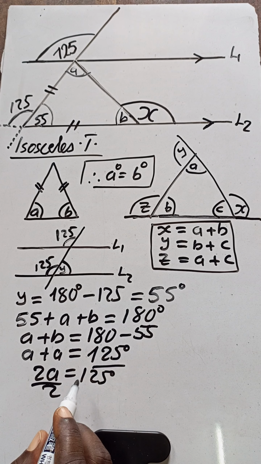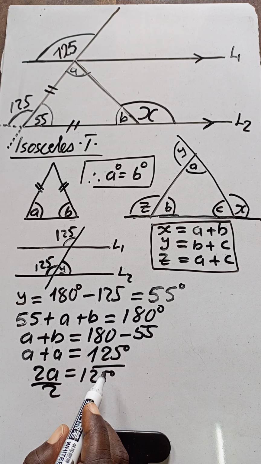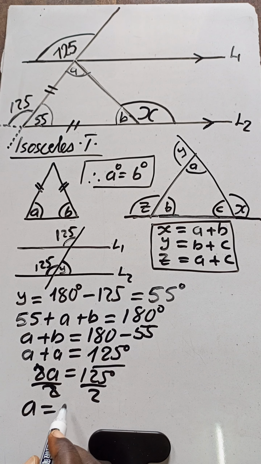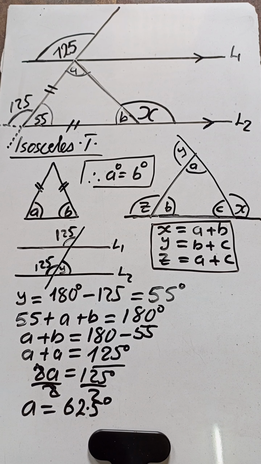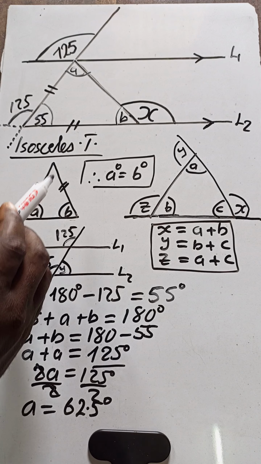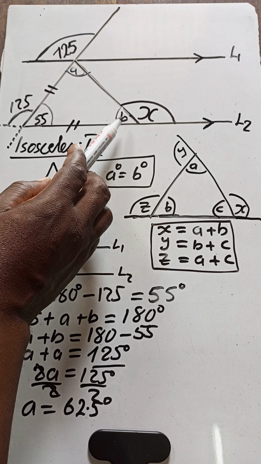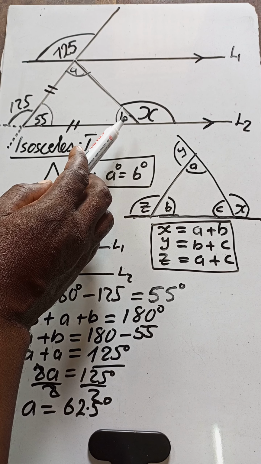Therefore, if we divide both sides by 2, we're going to have angle A to be 62.5 degrees. So this angle here is 62.5 degrees. This angle is 62.5 degrees.